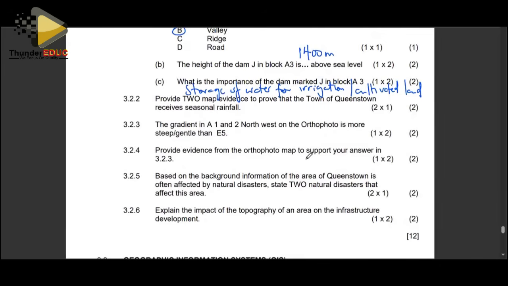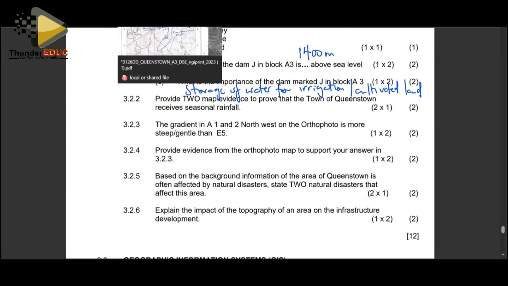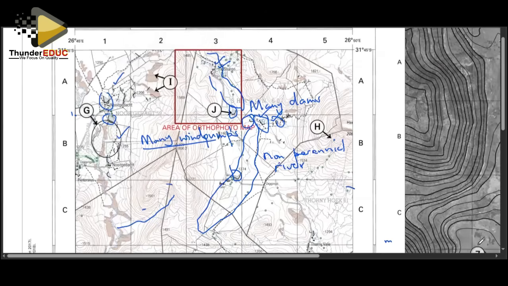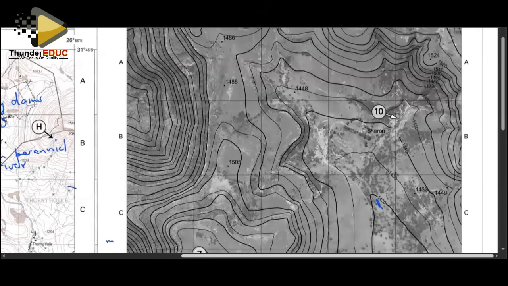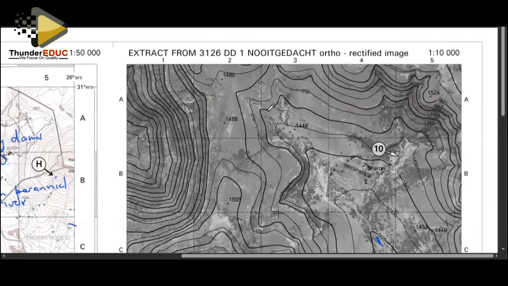The gradient in A1 and A2, northwest of the orthophoto map: is it steep or gentle? Right, we look for that by the mere spacing of the contour lines. We need to look at block A1 and block A2 and see how the contour lines are spaced. So we're going to the orthophoto map. We look at A1 and A2, right? A1 and A2 here. What would we say?